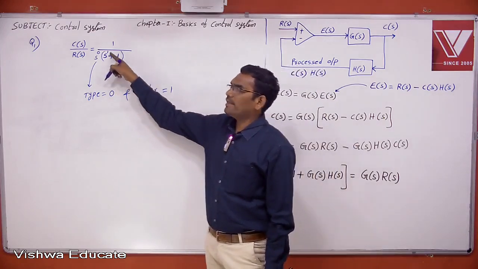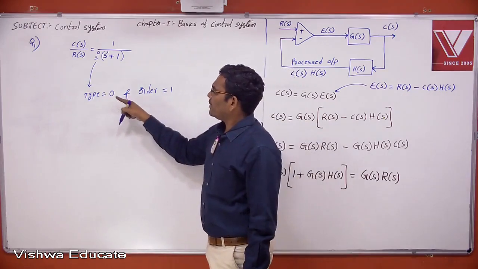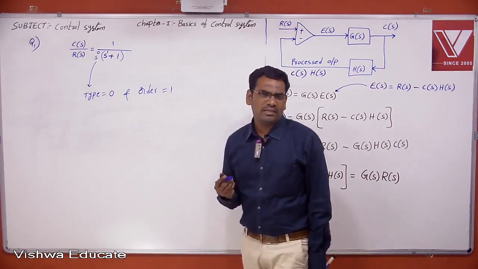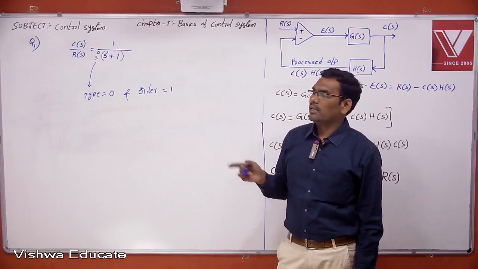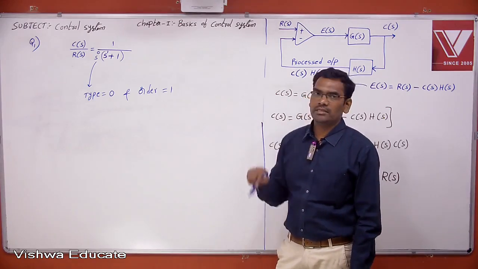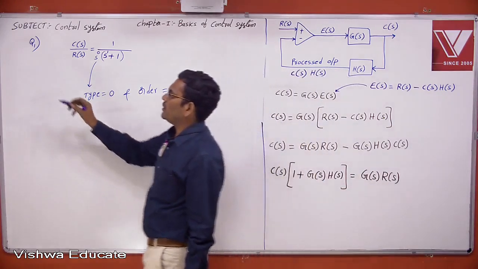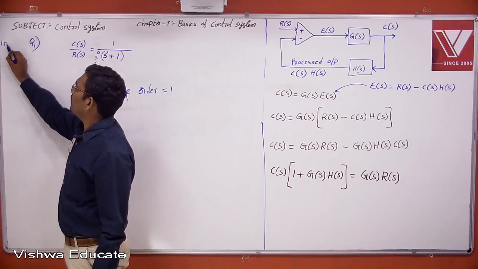The highest power in the denominator polynomial is 1, so order equal to 1. Therefore, type is 0 and order equal to 1. Is this a very simple question or not? Because you know that the number of poles at origin gives the type, and the highest power in the denominator polynomial is equal to the order. This is a previous GATE examination 1 mark question.